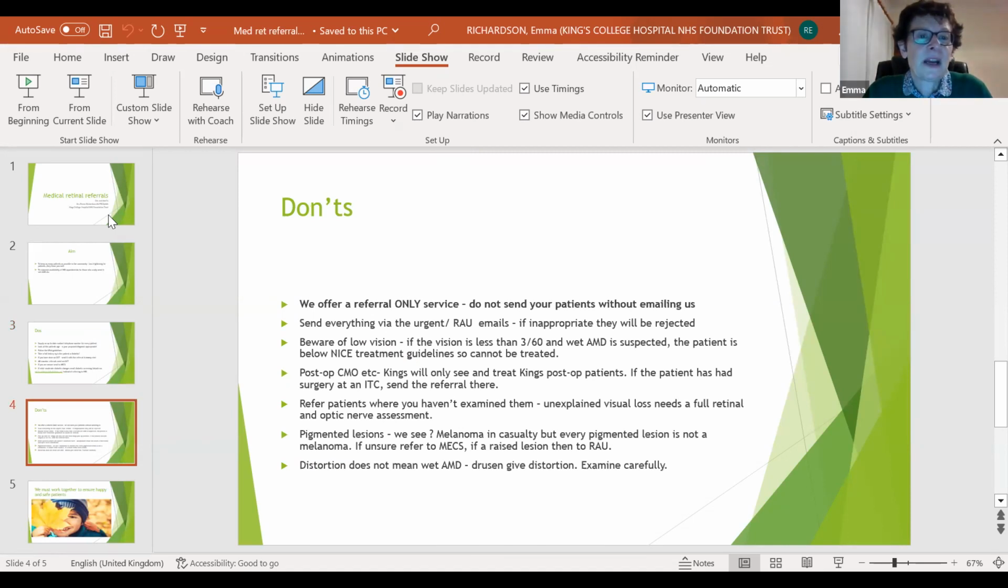Don'ts. Right, we offer at Queen Mary's a referral only service. Please don't just send your patient without emailing us. You should all have the urgent and RAU emails. Please only email us. We will then sort an appointment out. Those referrals are checked multiple times a day. Your referral will not be ignored. If you email it to us, we will get in touch with the patient and sort them out at the appropriate appointment.